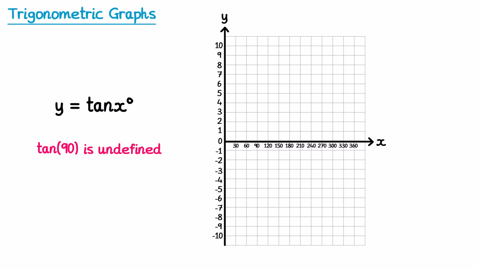In fact, we said that tan of 90 was undefined. This means we can't plot a point at 90 degrees on this graph. Instead, we draw this dotted line here. This dotted line has a special name, and we call it an asymptote. It's a line that the graph is going to get closer and closer to, but never actually reach.